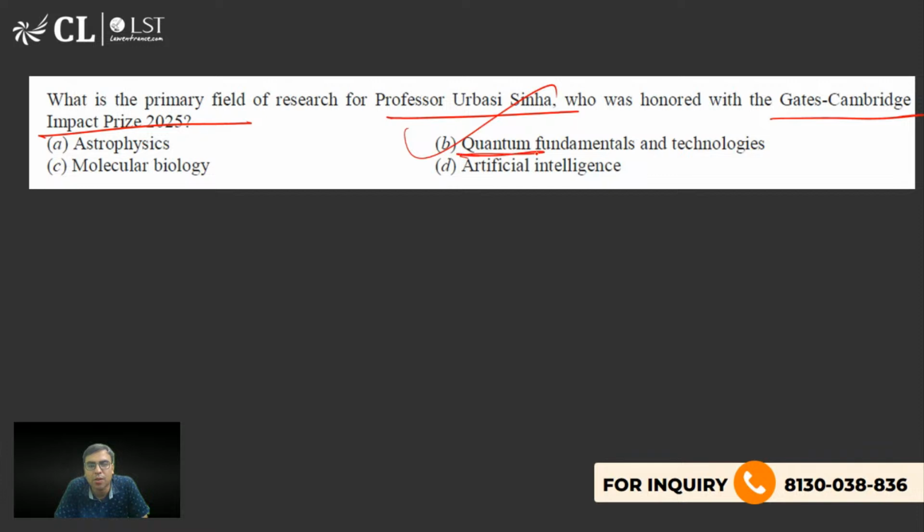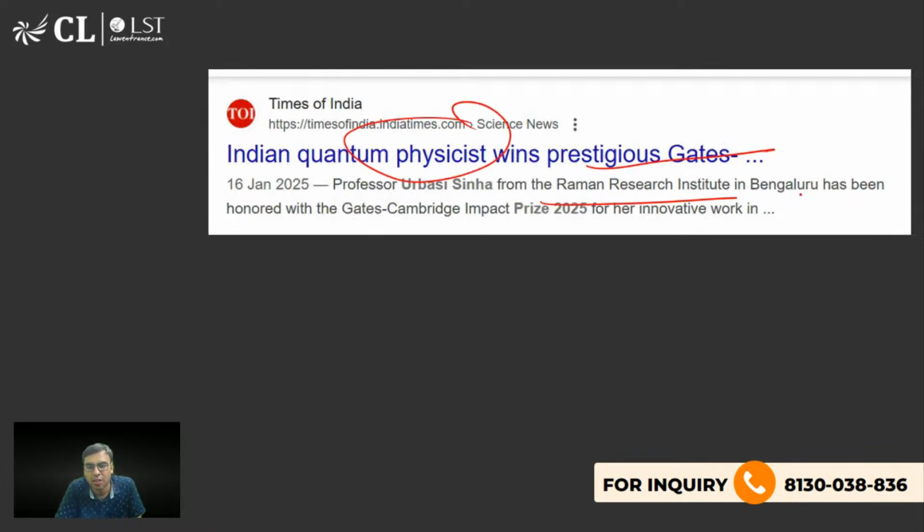Yes, quantum fundamentals. Remember the quantum part. Yes, Dharani, Priyanshi, all right, please give the right answer. She is from Raman Research Institute, Bangalore.